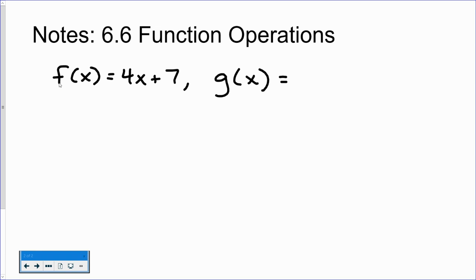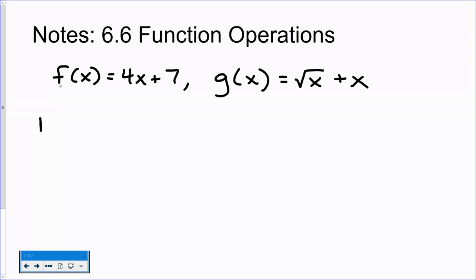Okay, today's notes will be on 6.6, function operations. So for our first example here, we are going to use the function f of x equals 4x plus 7, and g of x equals the square root of x plus x. Okay, and so our function operation that we are going to look at would be addition.